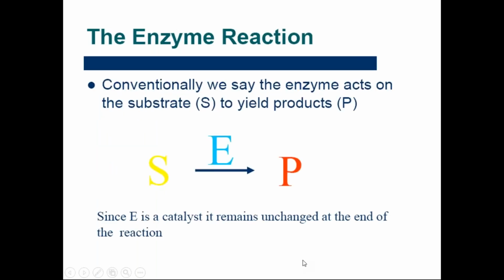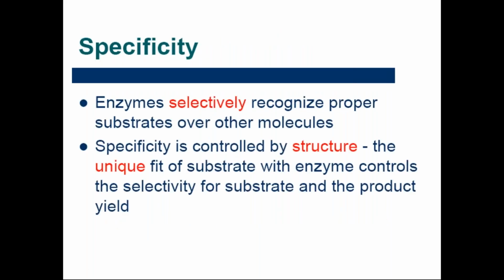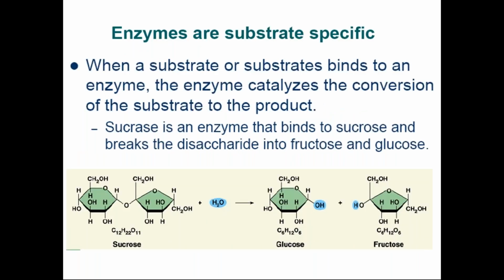So what is the enzyme reaction? Conventionally the enzyme reaction is represented by S, which is the substrate, and that is converted into the products, catalyzed by the enzyme E, which does not change at all, or remains unchanged. Enzymes are highly specific, or selective, and the specificity is controlled by the structure of the enzyme. As we will see, enzymes react with the substrate by a unique mechanism known as the induced fit theory, or the lock and key mechanism. Just as a single key fits a lock, similarly a single substrate fits the enzyme. The enzyme is very, very specific for the substrate. So enzymes are substrate specific.